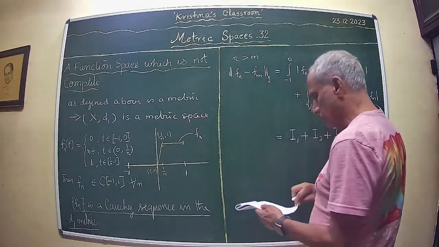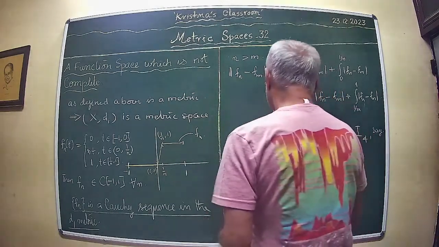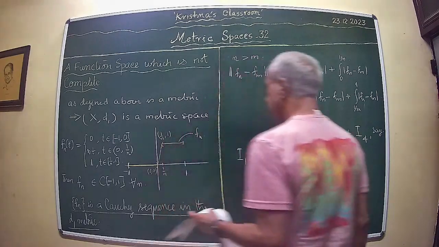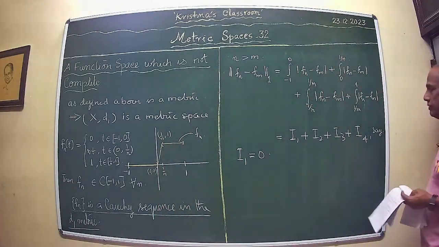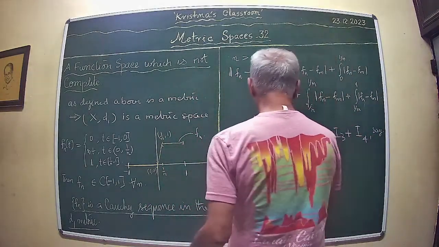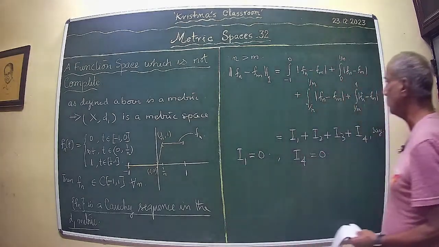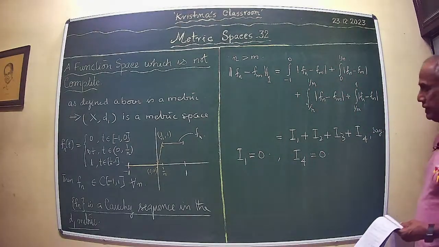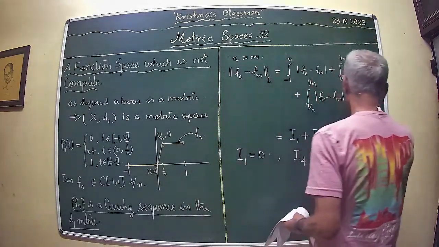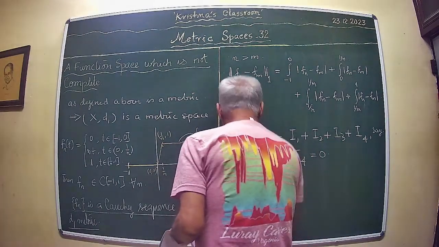Now we estimate each one of these integrals. You can easily see that I1 is equal to 0 because both Fn and Fm are 0 there, therefore I1 equals 0. Similarly, I4 is also equal to 0 because both these functions are identically 1 on that interval, and therefore this is 0. So I1 and I4 are 0. So we will now estimate I2 and I3.